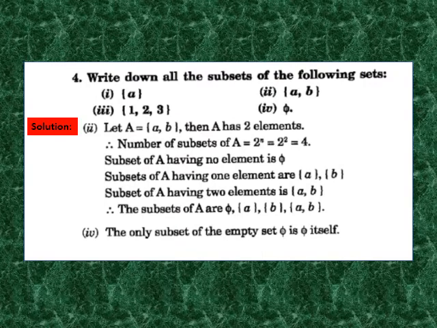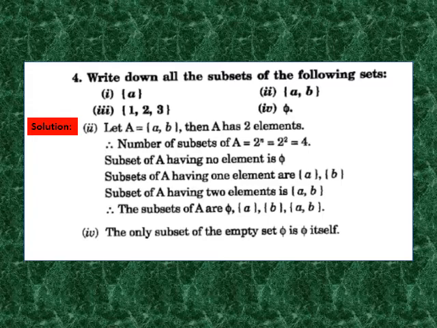Next is question number 4. Write down all the subsets of the following sets. I have solved the second part for you. The set is {a, b}. Now since it has 2 elements, the number of subsets will be 2 power n. I told you the formula. So 2 power 2, that is 4 subsets will be there.